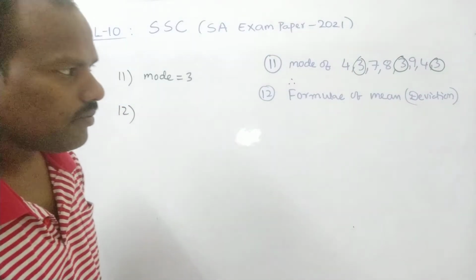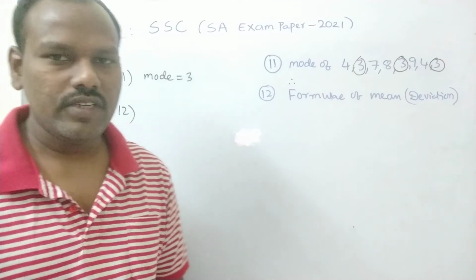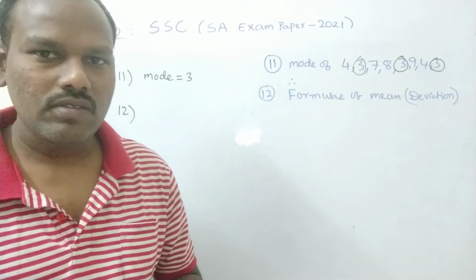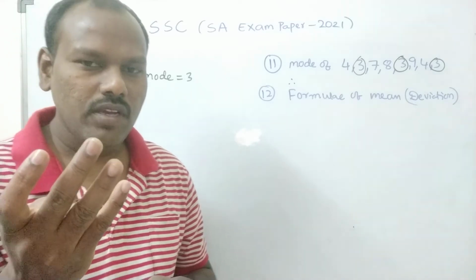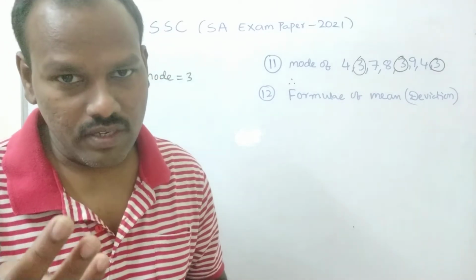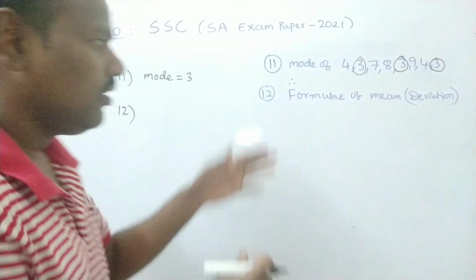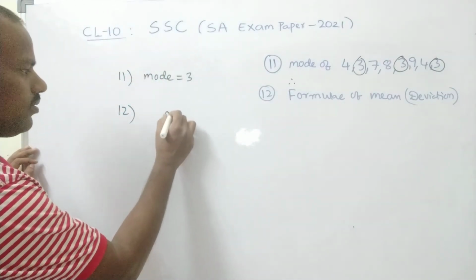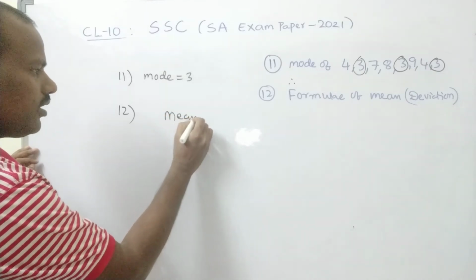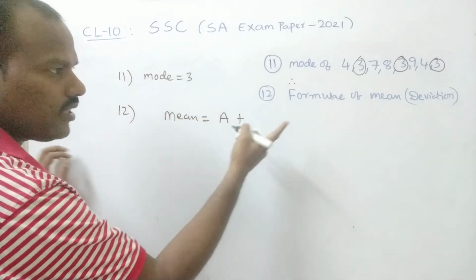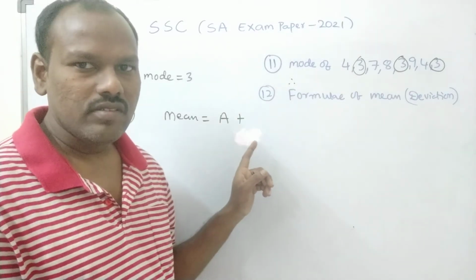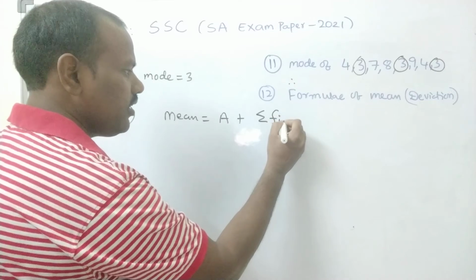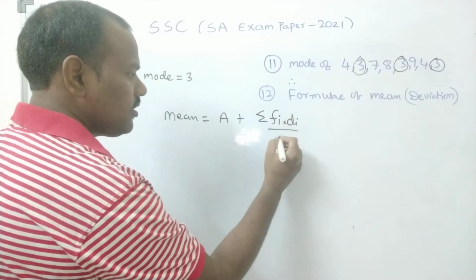Write the formula of mean by the step deviation method. Mostly in statistics, any one of 3 formulas will be asked: mean formula for grouped data, median for grouped data, mode for grouped data. So anyway, the formula for the deviation method is mean equal to a plus, where a is also called the assumed mean, and in ICSE it is called the shortcut method. So a plus sigma fi di by sigma fi.